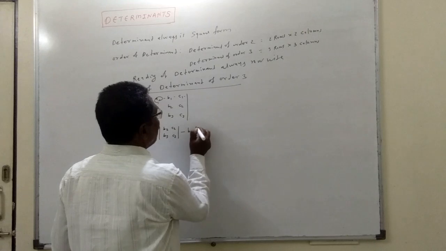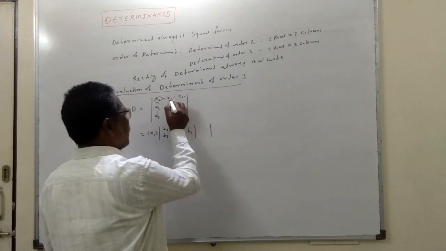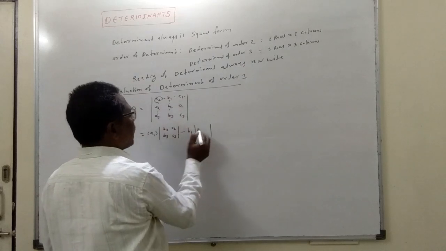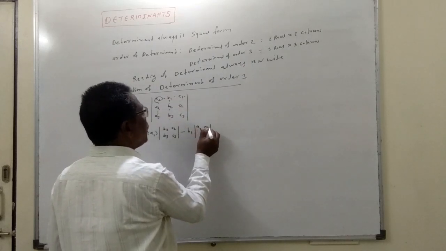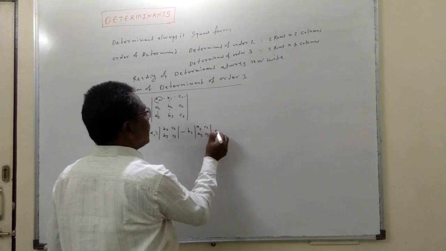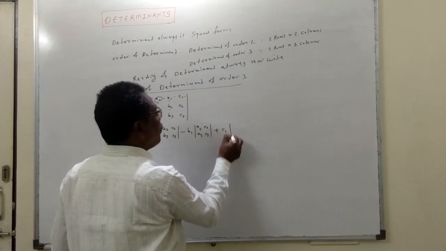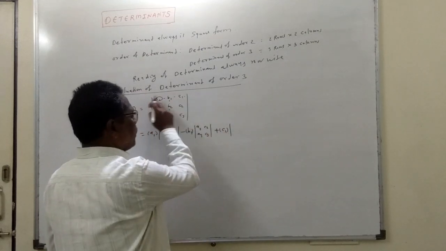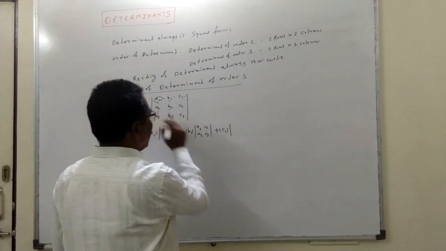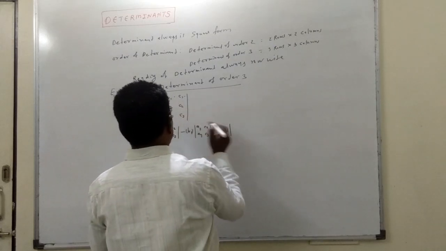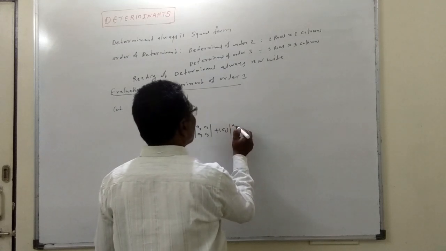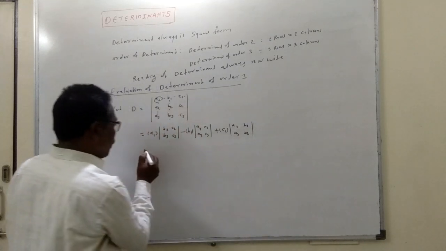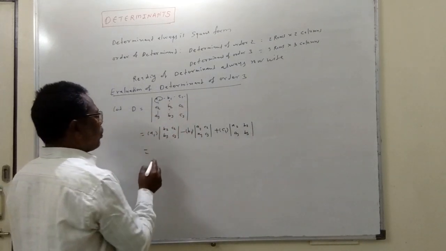Minus second element B1 into determinant. Now for the second element, in the first row and second column, eliminate that row and column and write here the remaining elements. So A2 C2 and A3 C3, plus C1 into the determinant of C1, in the first row and third column. So we'll take the elements of the remaining rows and columns, A2 B2 and A3 B3, and afterwards we'll evaluate the determinants of order 2.